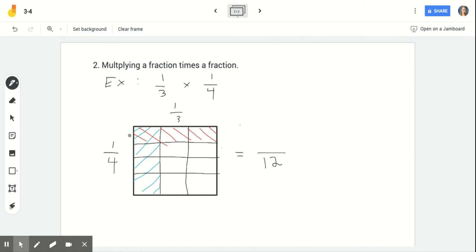And it's just this 1 piece up here. Only 1 piece has both directions of the diagonal lines, or both blue and red. Okay, so our numerator is just 1. 1/3 of 1/4 is equal to 1/12. Okay, and that arrives us at our answer of 1/3 times 1/4.